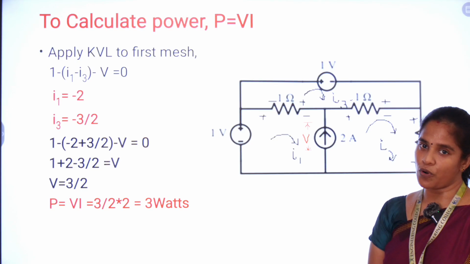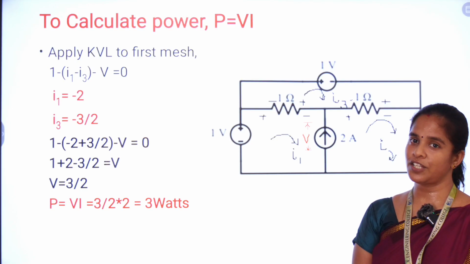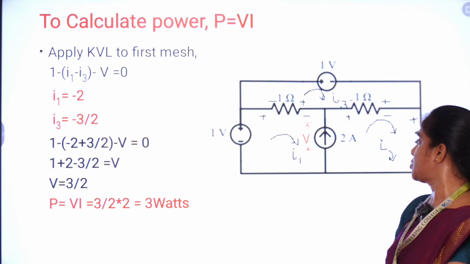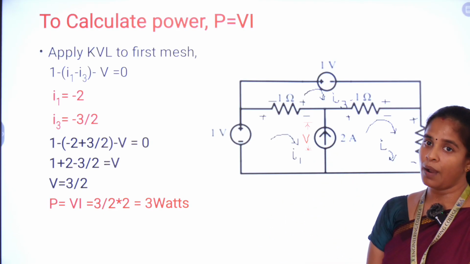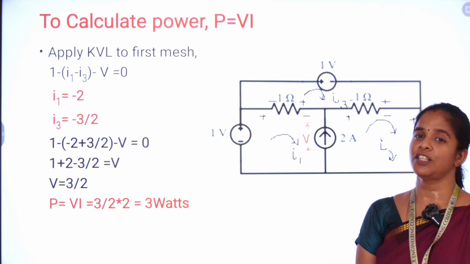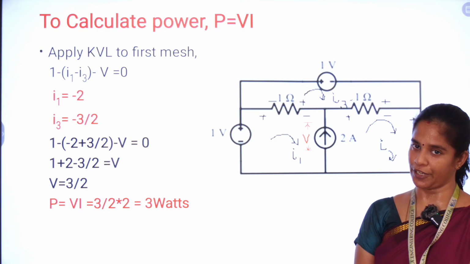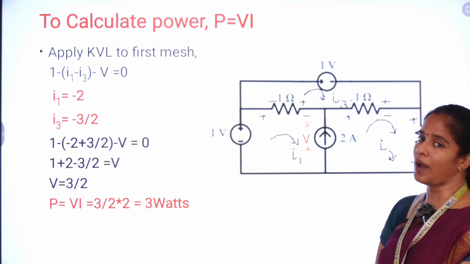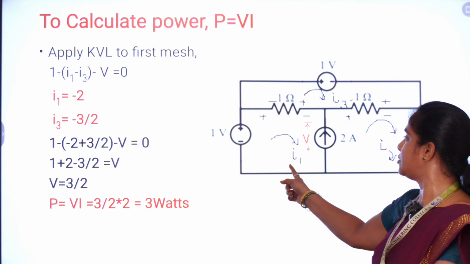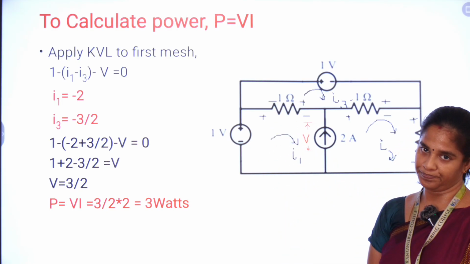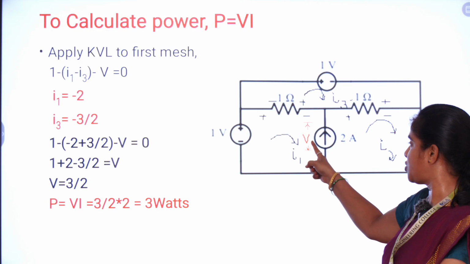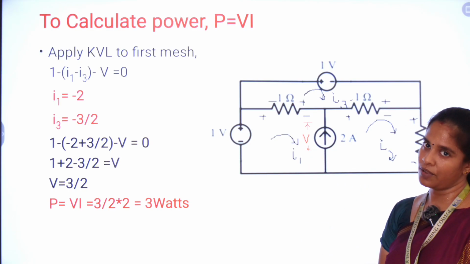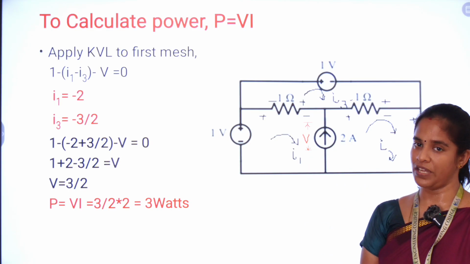So power P is equal to V into I, voltage into current. So we know what the current is here, it is 2 amps. But we need to know what is the voltage across this current source. For this we are going to apply KVL to this particular loop alone. So power P is equal to voltage V into current 2 amps. So we need the value for V.